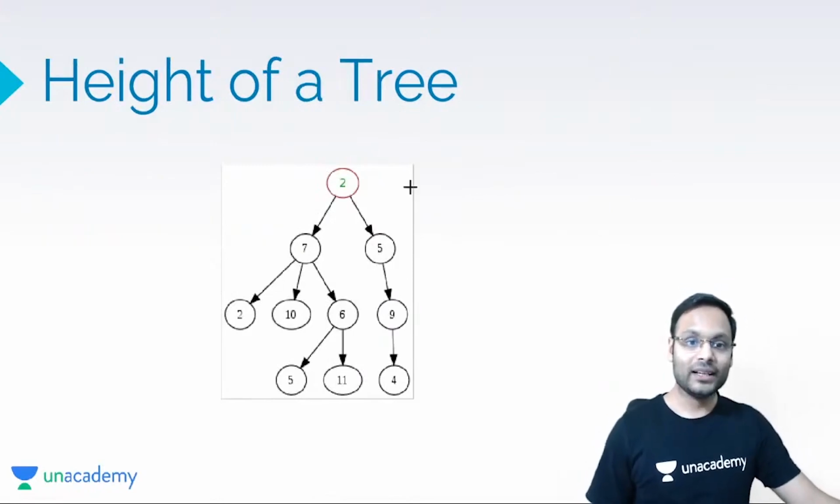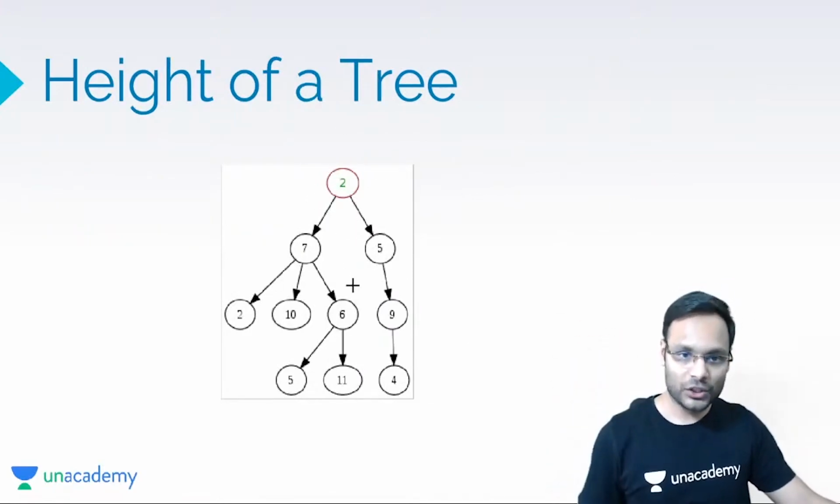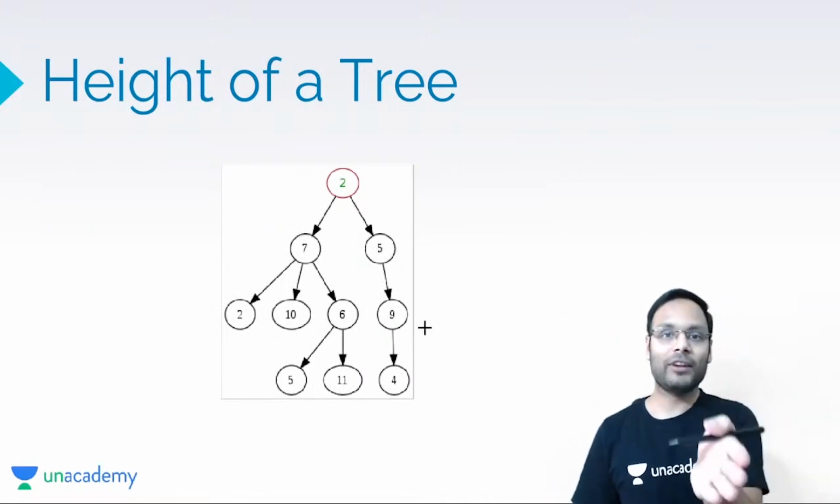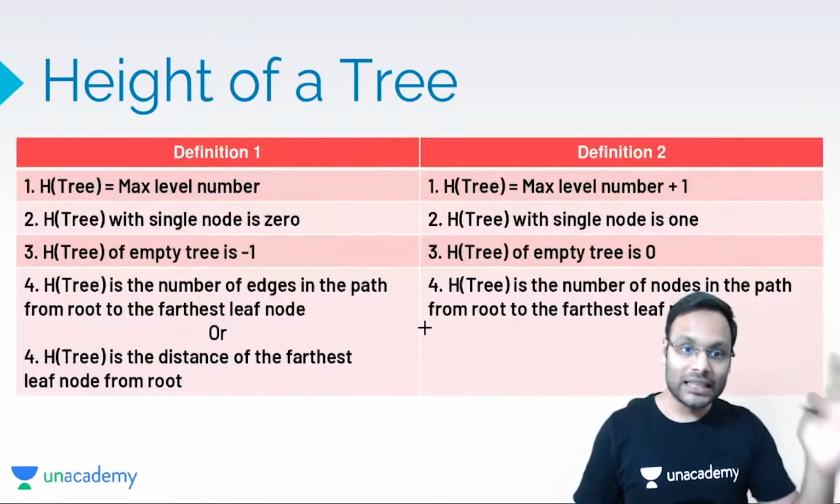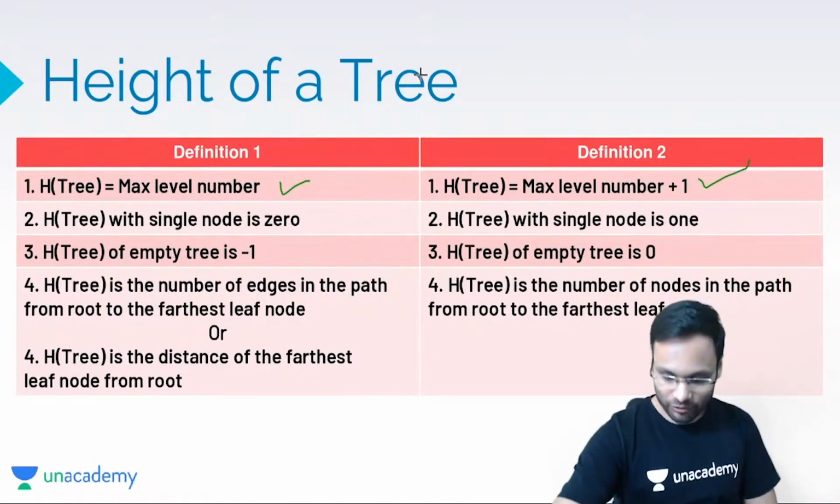Now, what is the height? We can say the height of a tree is the maximum level number, which is 0, 1, 2, 3, or the maximum level number plus 1. In the same way, two different definitions are there.